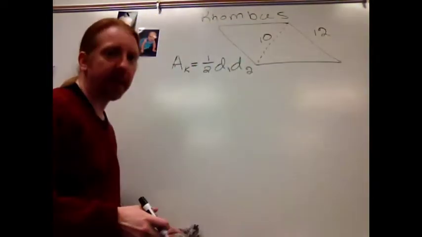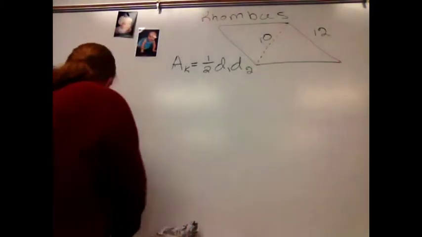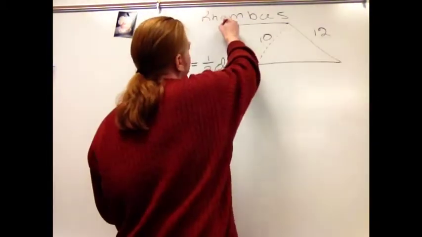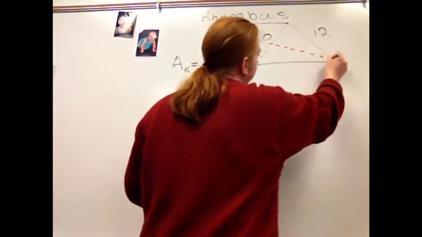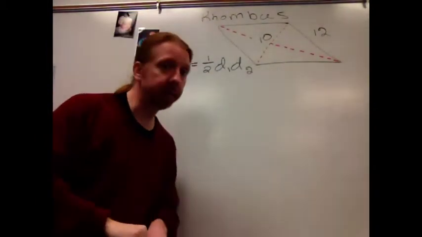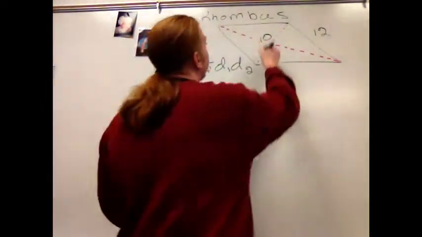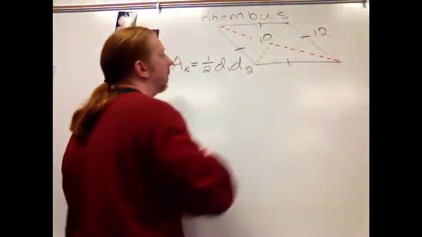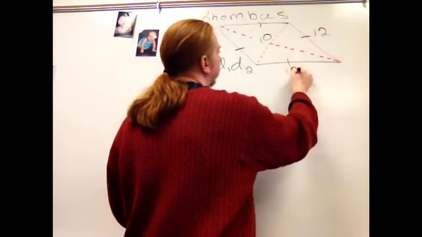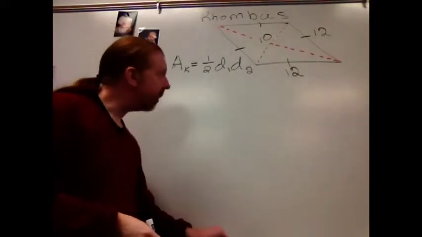Now when I look at the problem as given, there's a problem. I don't have both diagonals. I have this diagonal, which is 10 units. I do not have that diagonal. Now there are some things that I do know. For example, I know that since it's a rhombus, all 4 sides must be equal. Therefore, this side is 12. A rhombus is a quadrilateral that has 4 equal sides.